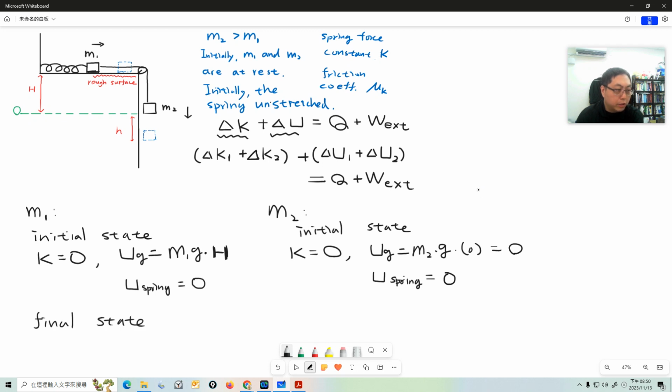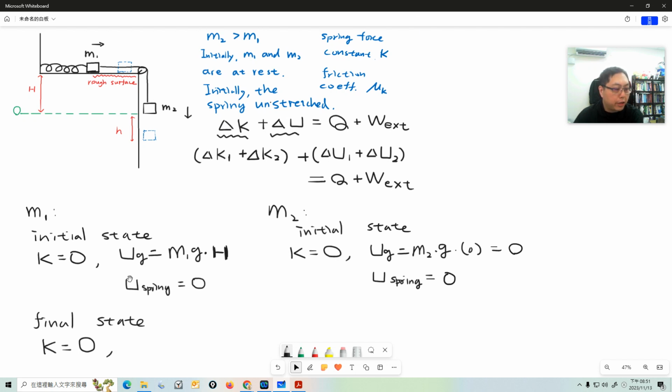So at the final state, what's the kinetic energy of M1? Because the problem says the system starts moving after releasing, and then finally they both stop. Due to the friction, finally these two objects all stop. A stop means there's no velocity, and no velocity means there's no kinetic energy. So at the final state, M1 is at rest, so kinetic energy is also zero.